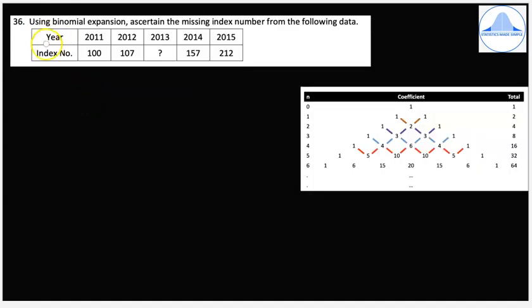Thirty-sixth question. Using binomial expansion, ascertain the missing index number from the following data. The years are 2011, 2012, 2013, 2014 and 2015, and the index numbers for all the years except the year 2013 is given. So we have to find out what is the index number for 2013. And since we have mentioned the binomial expansion method, we are aware that we need the Pascal's triangle.